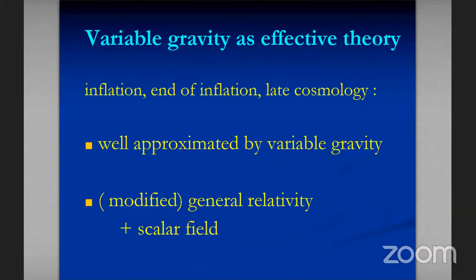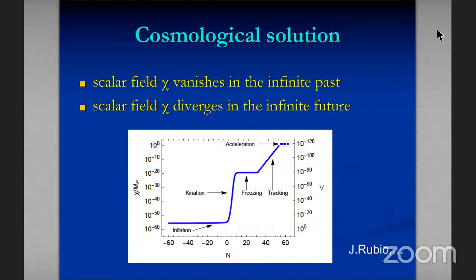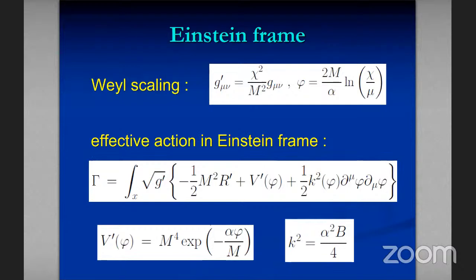These variable gravity theories are well known since quite some time. You can construct very realistic models, not only for inflation, but also for dark energy, where the same scalar field is responsible both for inflation and for dark energy, which is actually the case also for the type of models of pregeometry that I told you. Next slide, Einstein frame. This looks perhaps a little bit surprising, but when you make a translation to the Einstein frame, you find that the scalar field has just an exponentially decreasing potential, a typical quintessence potential, and a kinetic term, and all the details are now in the kinetic term. I will not go into details.